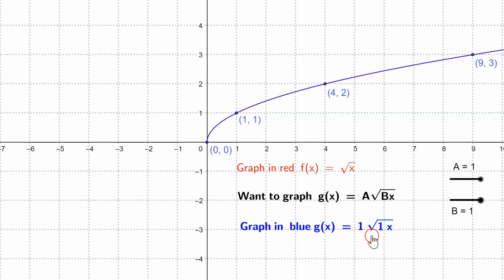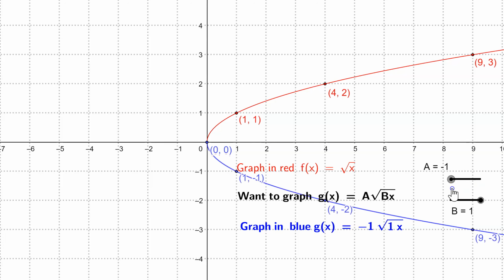So the first thing I want to do is figure out what happens when I change the value of a to a -1. So let's change a to -1. Well, what happened to the graph? Notice it was originally all above the x-axis. Now it's all below the x-axis. Let's look at the individual points. 0, 0, a point that was on the x-axis, didn't move. But the point 1, 1 became 1, -1. Notice the x value stayed the same, but the y value turned into its opposite.